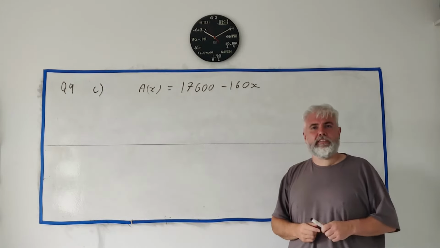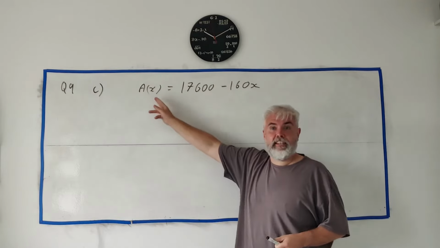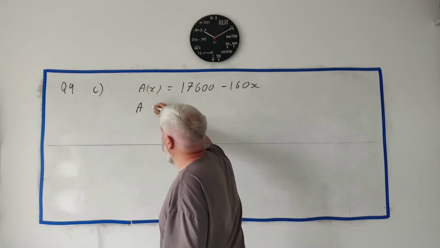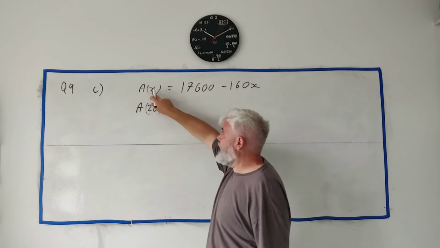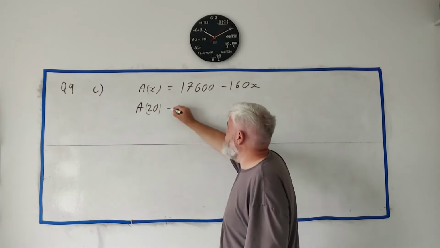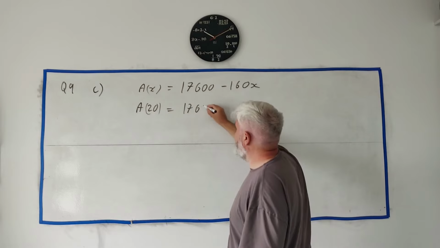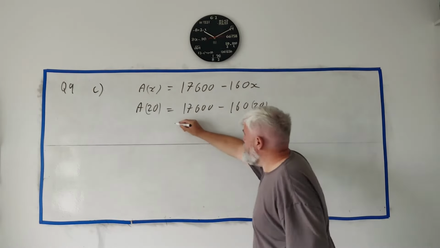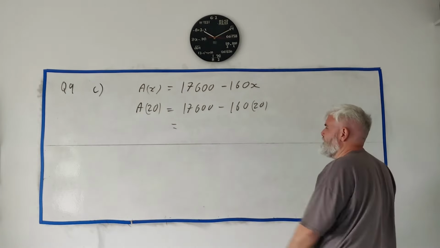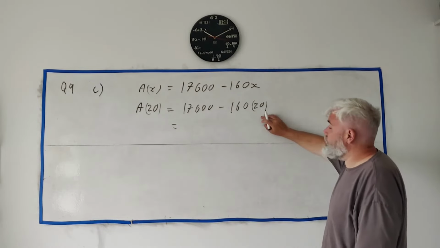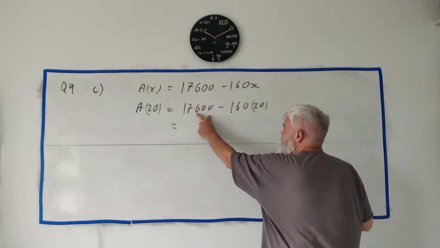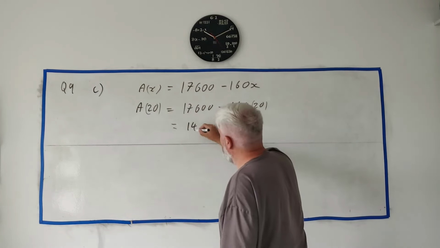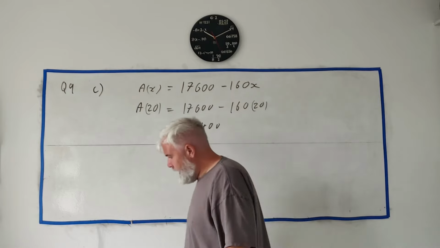Okay, so on to the first question. The first question asks, find out what is the attendance if the ticket is 20. So that's fairly straightforward to do. A(20), that's how we write that. x is 20. A(20) is equal to 17,600 minus 160 times 20. Just put it in a calculator. 20 times this is, let's see, that's 3,200. 3,200 take away, that's 14,400.